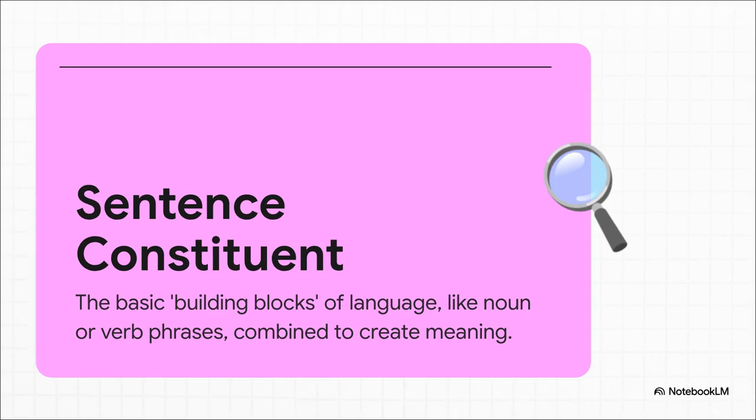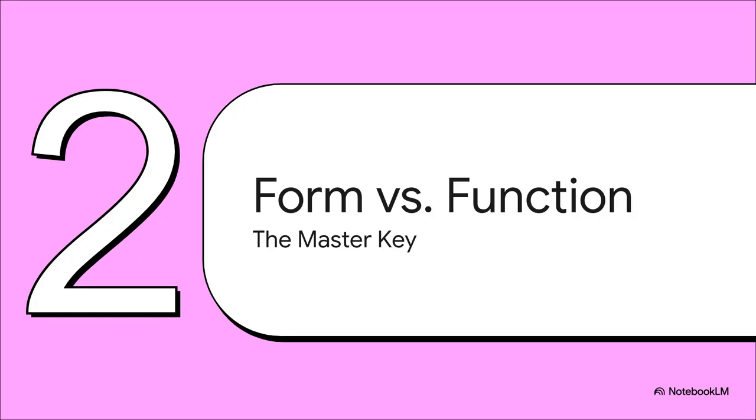Okay, so here's our first big idea, the sentence constituent. And these are not just single words. We've got to think bigger. They are whole groups of words, things like noun phrases or verb phrases that team up and act like a single powerful unit. And that right there brings us to what is, without a doubt, the most important idea in this entire explainer. Seriously, this is the master key that unlocks the whole system. It's understanding the difference between a block's form and its function.